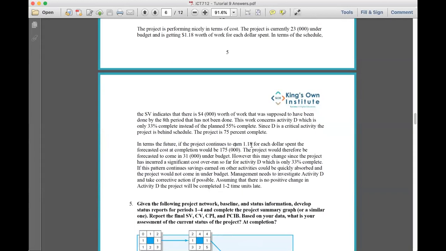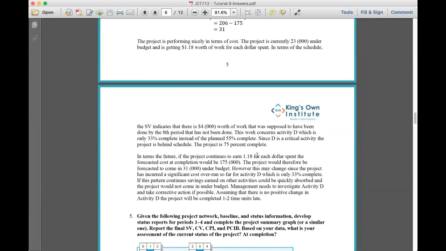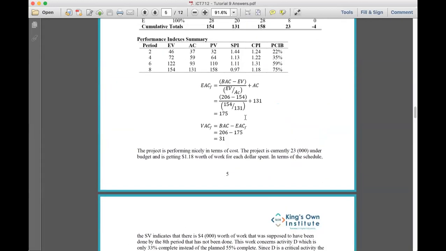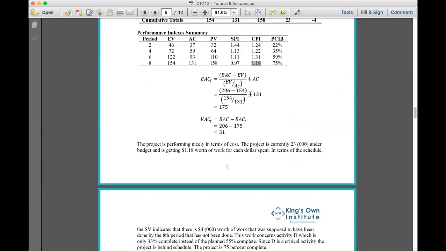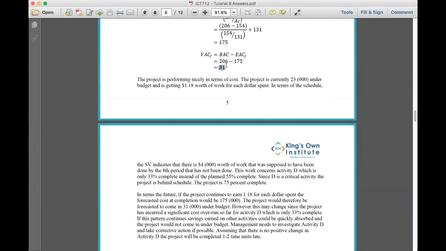In terms of the future, if the project earns $1.18 for each dollar spent, the forecasted cost at completion will be $175,000. So that's this one here. If we continue working the way we're working and earning 1.18 for every dollar we spend, we're earning more money than we're paying. Well, we're going to be able to finish the project 31,000 under budget. The variance is going to be under budget.